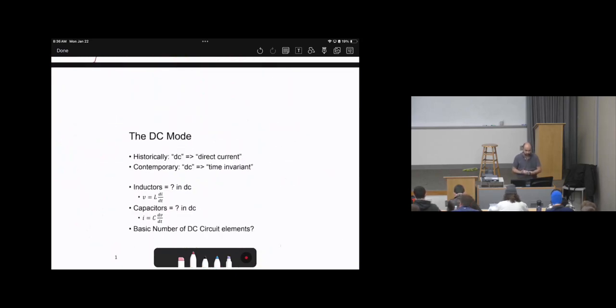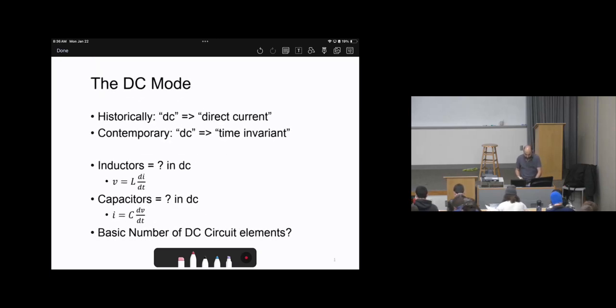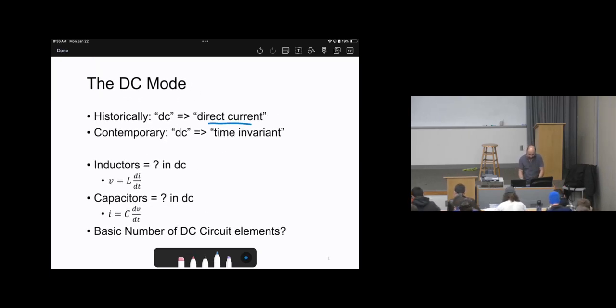Okay. Now let's start the DC mode. DC stands for direct current, which is something fixed with time, or we call it time invariant. Something that does not or cannot change with time.